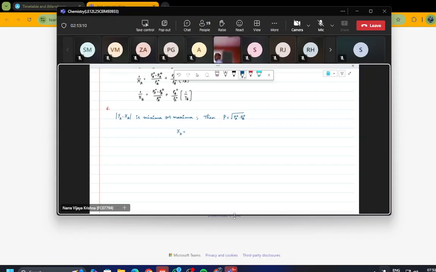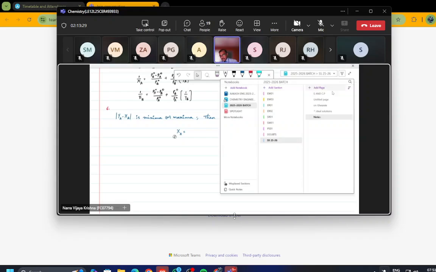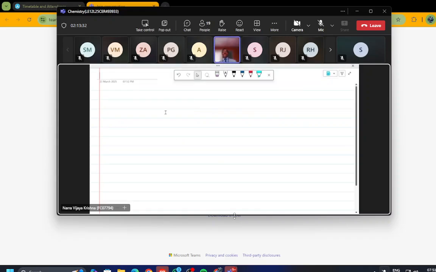Either minima condition is reached for one liquid, which means maxima condition is reached for the other liquid. So if they are asking for the maxima condition or the minima condition, both remain similar. That's why I wrote either minima or maxima. Right? Now listen, sir. What I told you? Mod of Ya minus Xa is either maxima or minima. Understood?